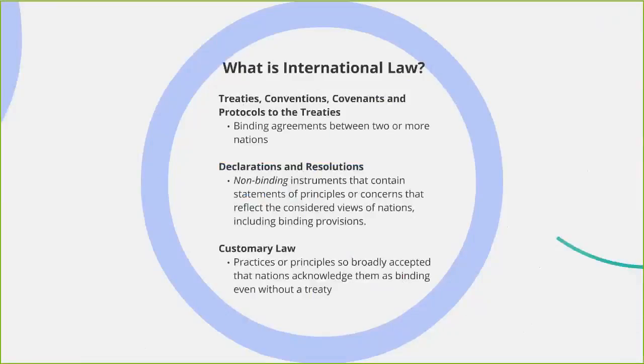I want to quickly go over what constitutes international law. This slide shows 3 different sources of international law. The term international law encompasses treaties, conventions, covenants, and protocols to treaties. These are all binding agreements between 2 or more countries. The Refugee Convention and the Protocol are examples of such binding instruments. When a country accedes to the convention, it is bound to comply with its provisions.